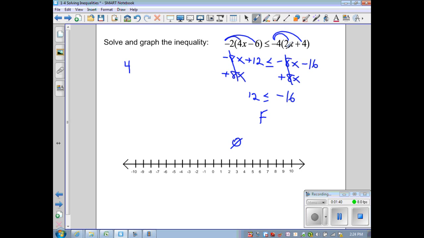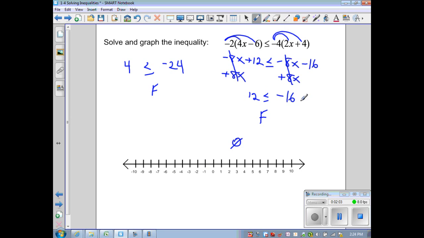1 times 2 is 2. 2 plus 4 is 6. 6 times a negative 4 is a negative 24. And of course we have a less than or equal to. And 4 less than or equal to a negative 24 is false. So therefore, no numbers on my number line will satisfy this inequality.